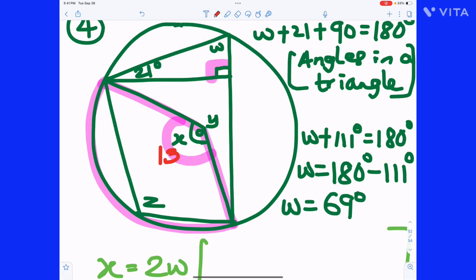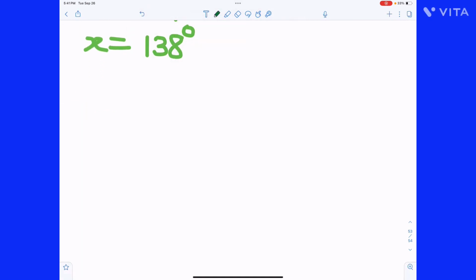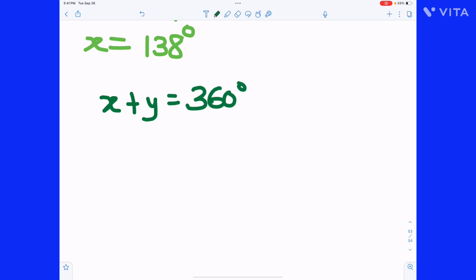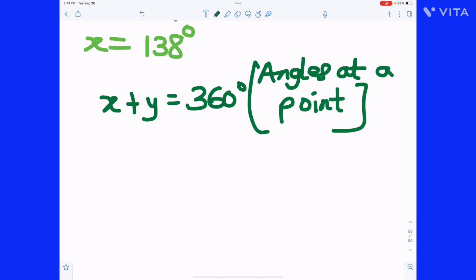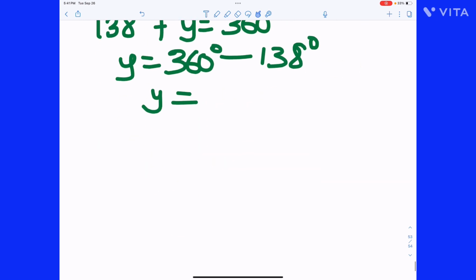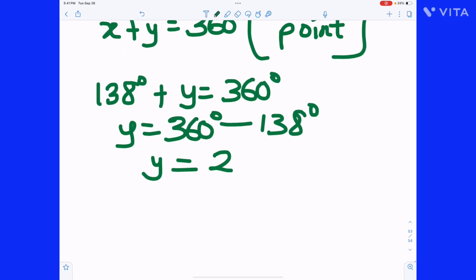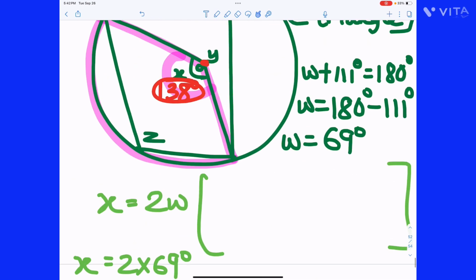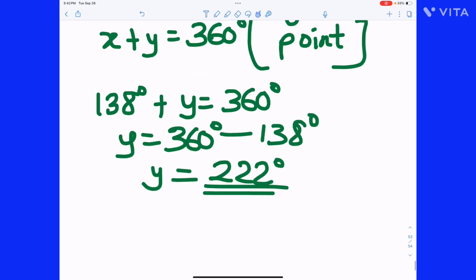Look at this well, 138 here. So X and Y are found at a point at the center of the circle. So I can easily say X plus Y is 360 degrees. Sum of angles at a point. So 138 plus Y is 360. Y is 360 minus 138. And Y is what? 360 minus 100, 260. 260 minus 30, 230. 230 minus 8, 222. Y is 222. Now, the same way, if Y is 222, Y is equal to 2Z.